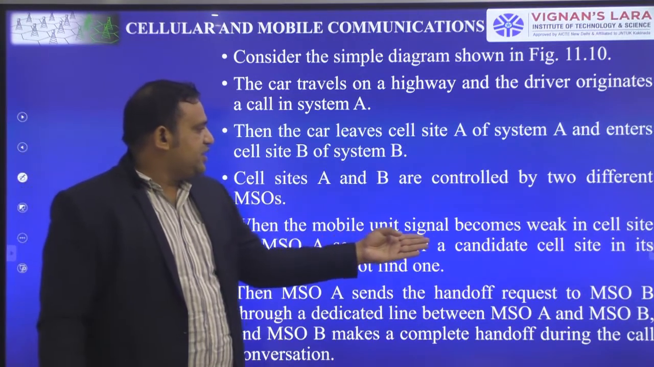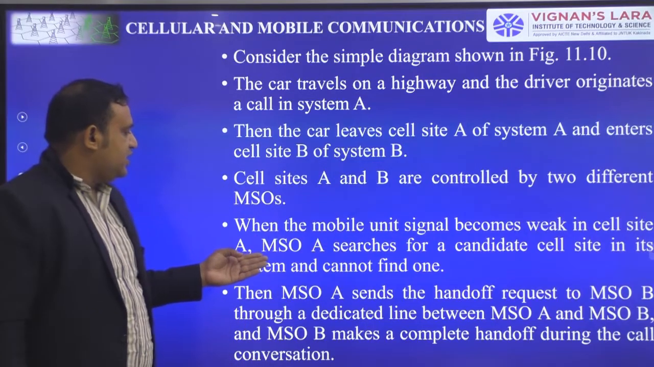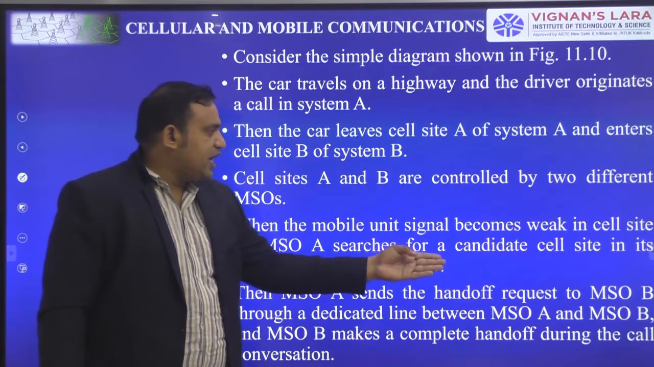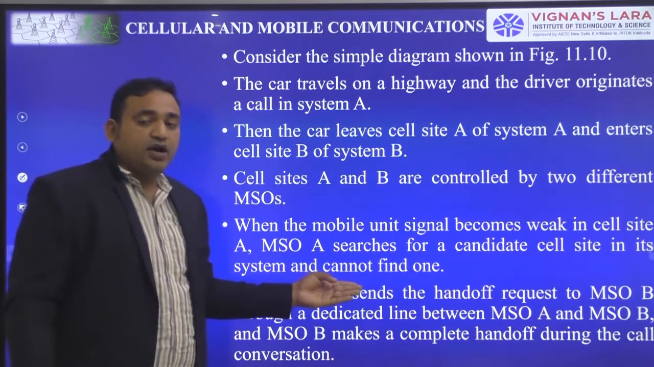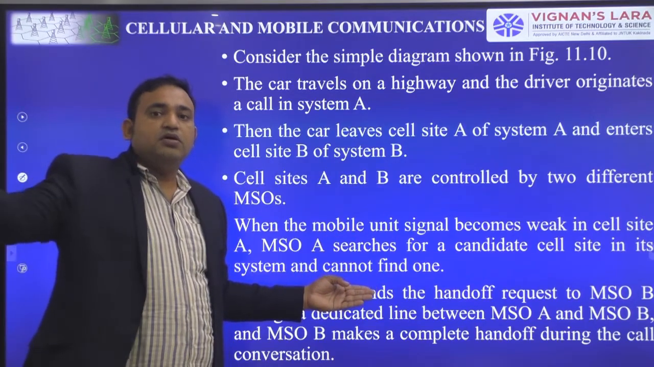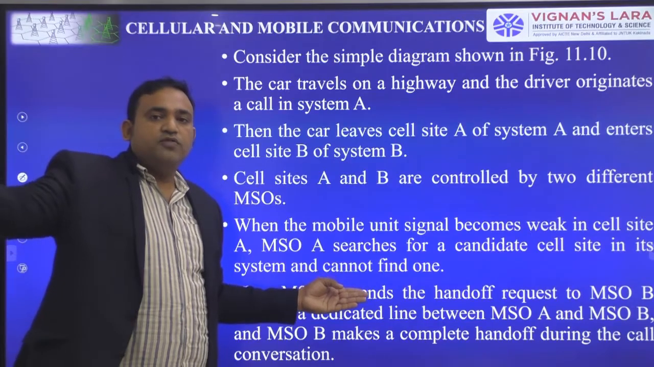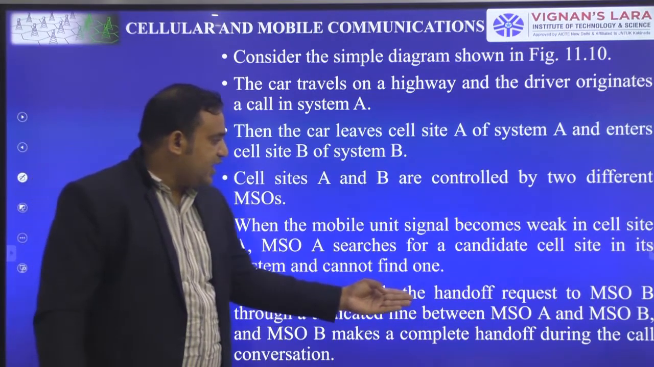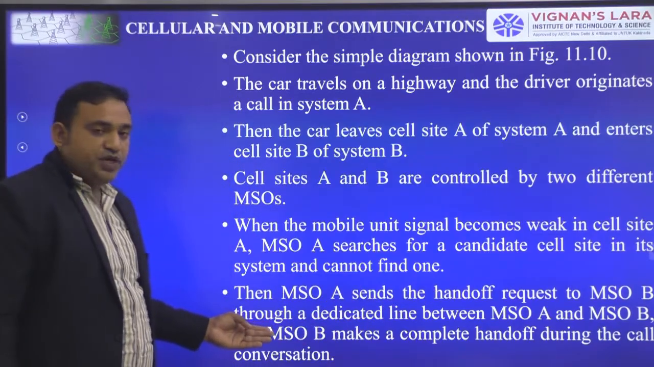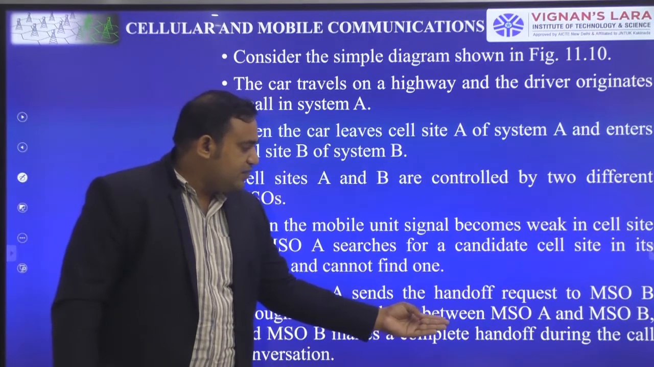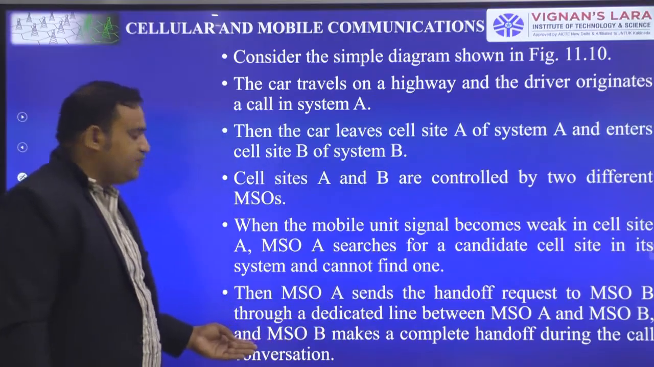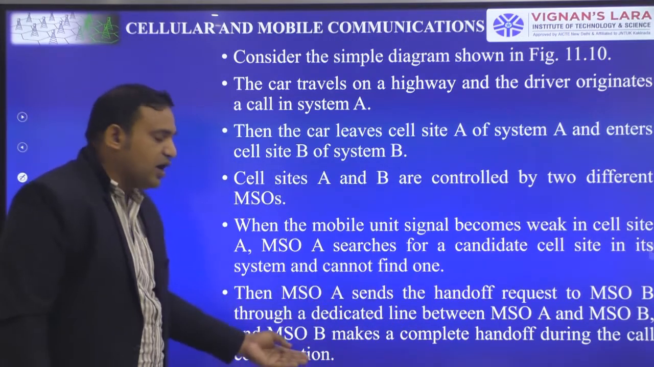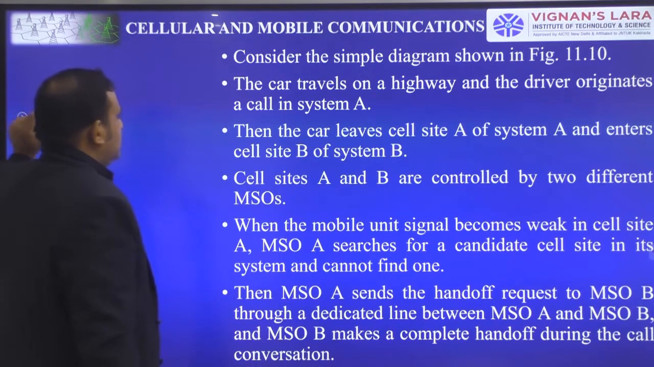When the mobile unit signal becomes weak in cell site A, MSO A, the mobile switching office A, searches for a candidate cell site in the system and cannot find one because there is no Vodafone coverage in the other cell site. Then MSO A sends a handoff request to MSO B through a dedicated line between MSO A and MSO B, and MSO B makes a complete handoff during the call conversation.